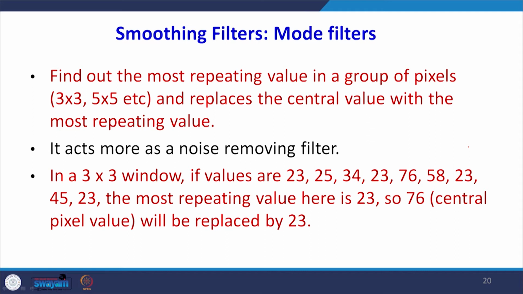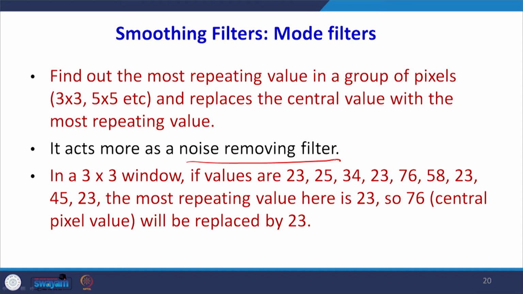The third one is the mode filter. Under this smoothing category, this is the mode filter, and again we take a 3 by 3 or 5 by 5 or bigger window and arrange the values, and we see which is the most repeating value out of the 9 values. So, this is also acting as a noise removing filter. It comes under the category of noise removing filters.